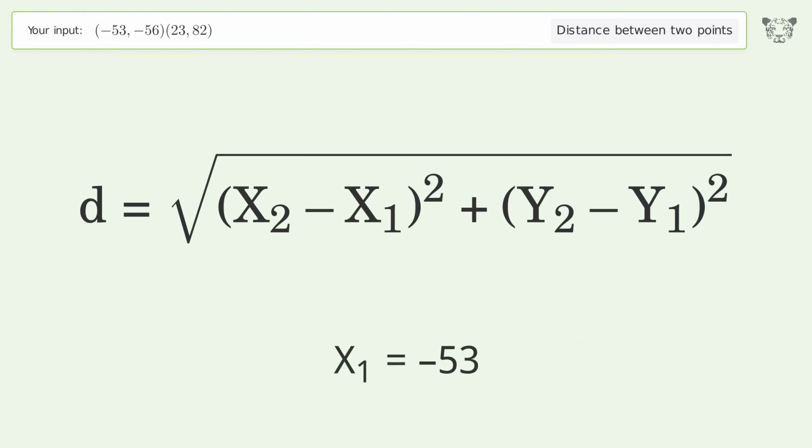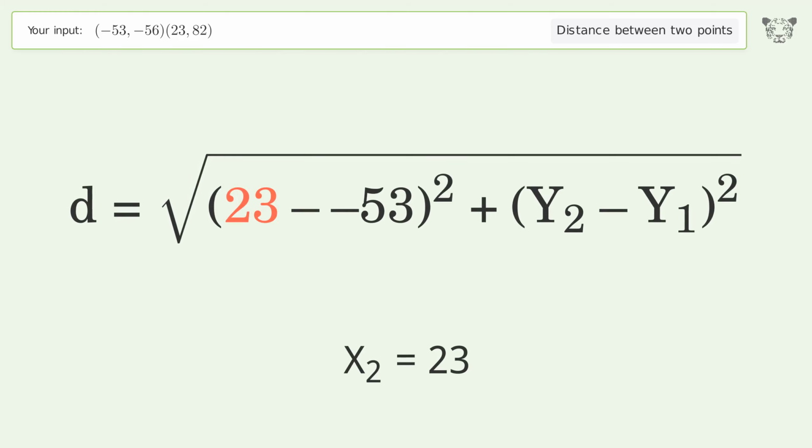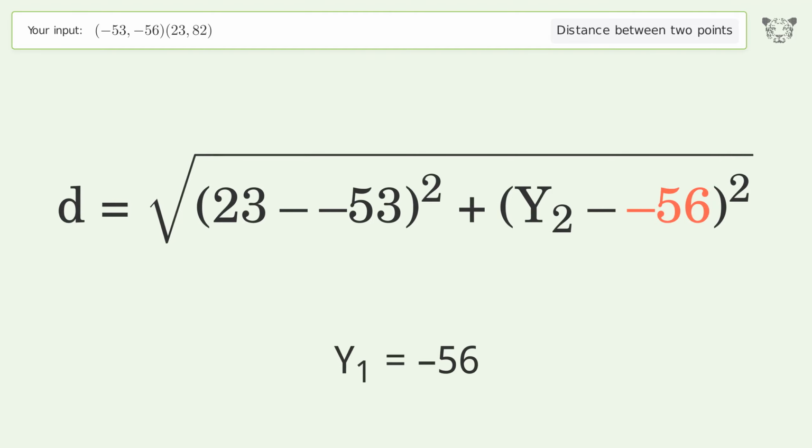x1 equals -53. x2 equals 23. y1 equals -56. y2 equals 82.